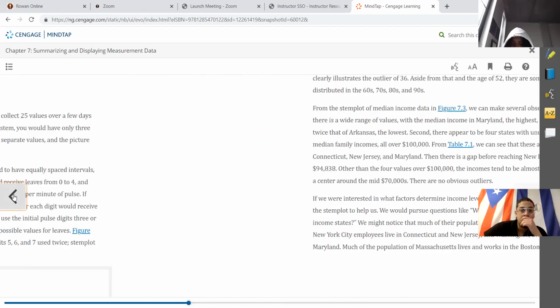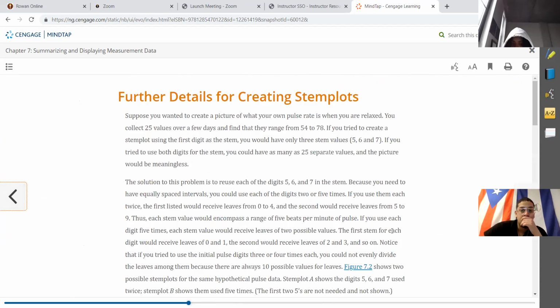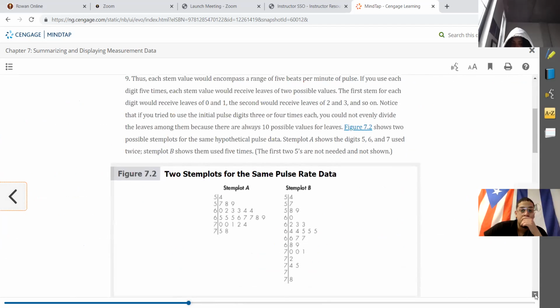Let's go back. I think it's on the previous page. Just want to give you an example of them.